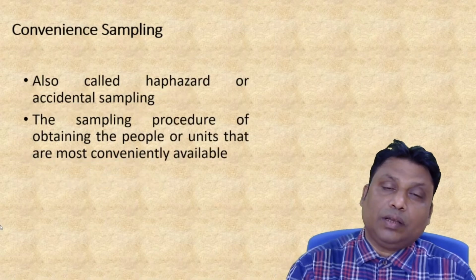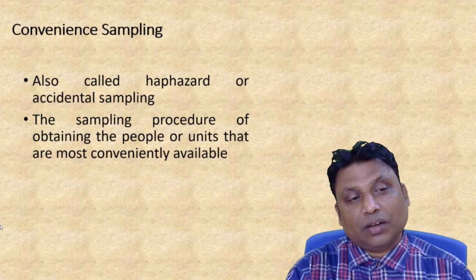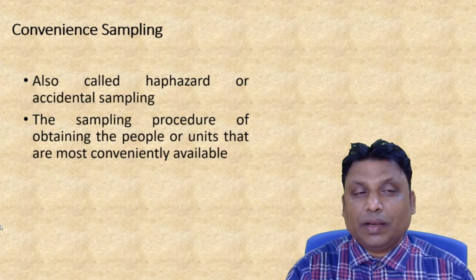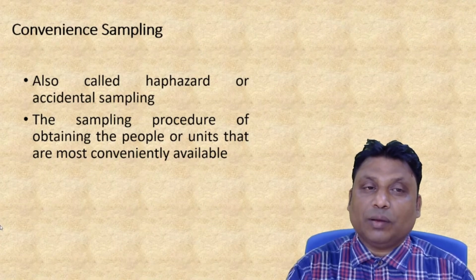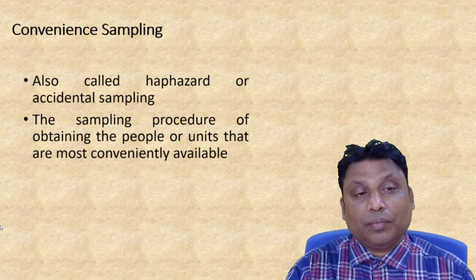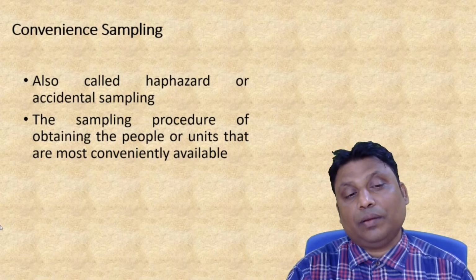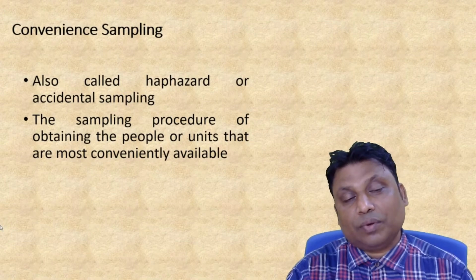So first we have to discuss the non-probability sampling. This is convenience sampling, also called haphazard or accidental sampling. It is the sampling procedure of obtaining the people or units that are most conveniently available. So in convenience sampling, what happens? From where you want to collect the sample, at that time we have to find out where to collect it. So we first see that the audience or the persons are conveniently available, and accordingly, you convince them and you collect the information.